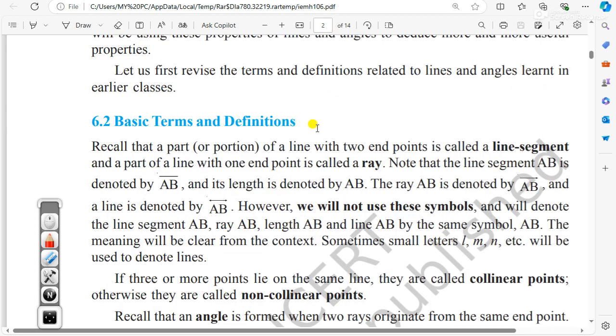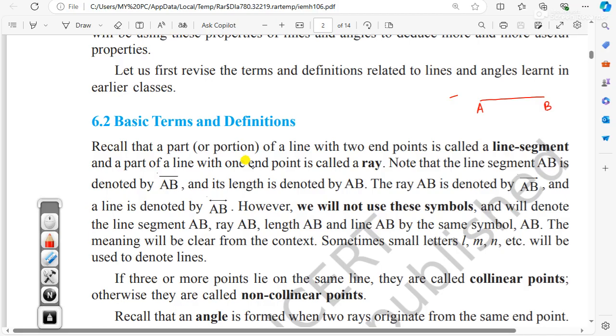The basic terms and definitions. First one is line segment. Recall that a part or portion of a line with two ends is called a line segment. We already studied that a line segment can be represented in this way. This is a line segment with two endpoints A and B. There will be no arrow sign. That means this is a line segment, right?